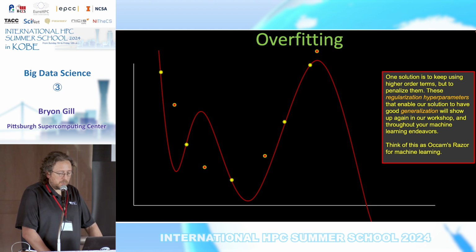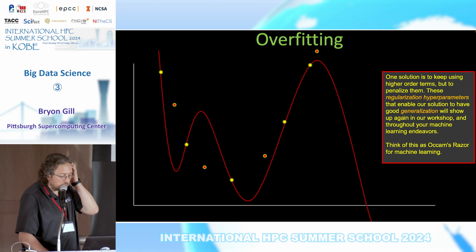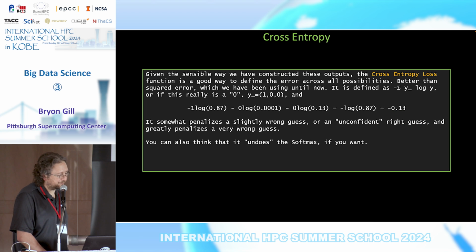So one solution is to keep using higher order terms, but penalize them. And these regularization hyperparameters enable our solution to have good generalization, and will show up again in our workshop and throughout your machine learning endeavors. It's like an Occam's razor for machine learning.